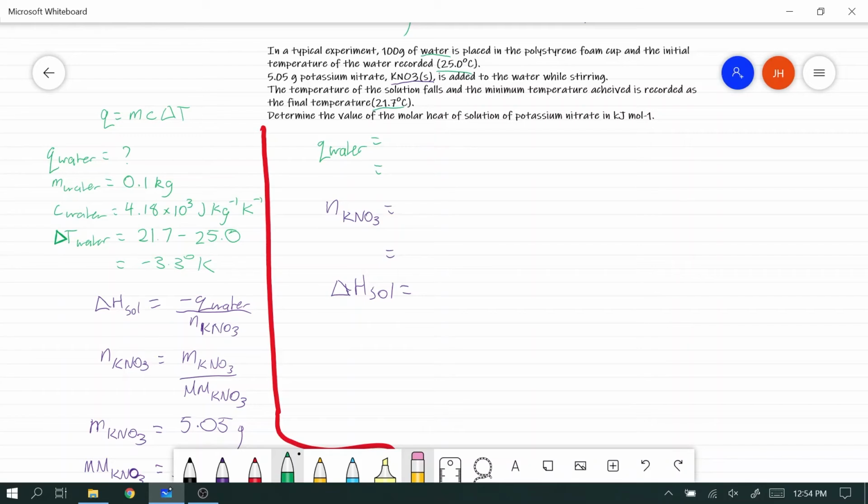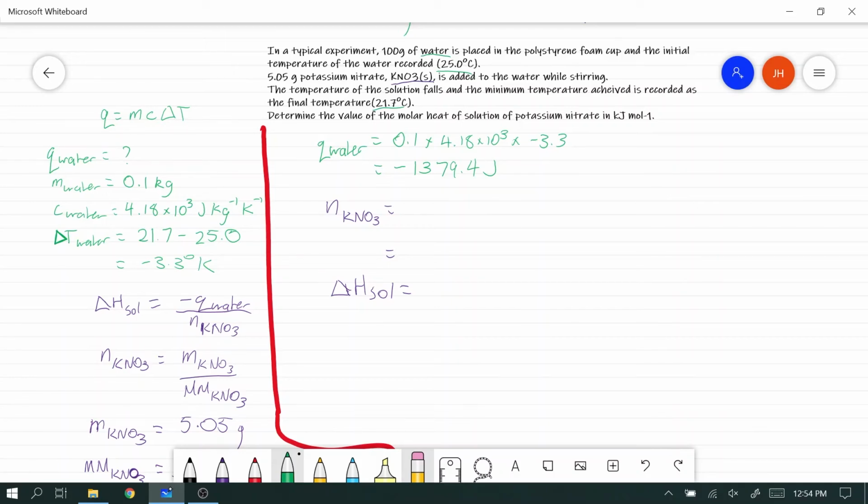So to calculate Q, we're going to do M times C times delta T. When we put that into our calculator, what we should end up with is negative 1,379.4 joules. Now note that I've given my answer in joules because it matches the heat capacity for water in its units. Same thing that we did for Kelvin.